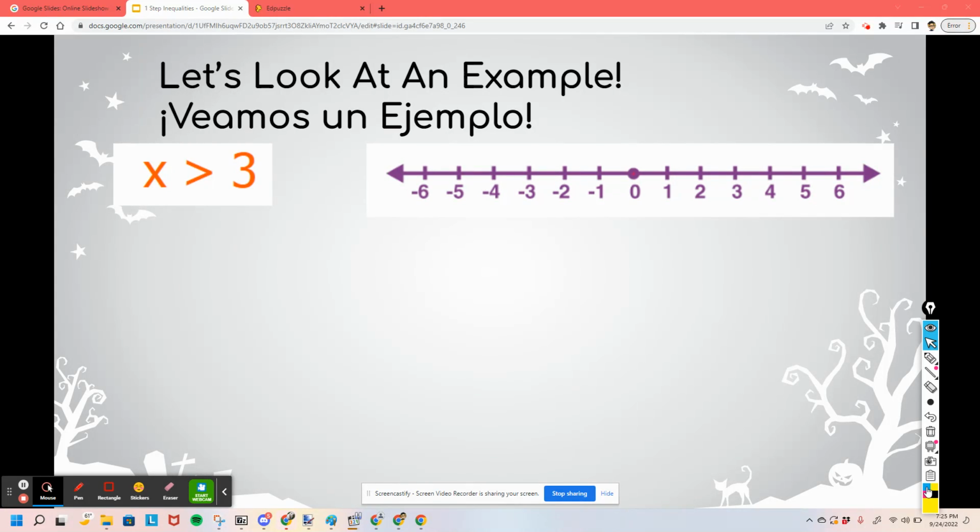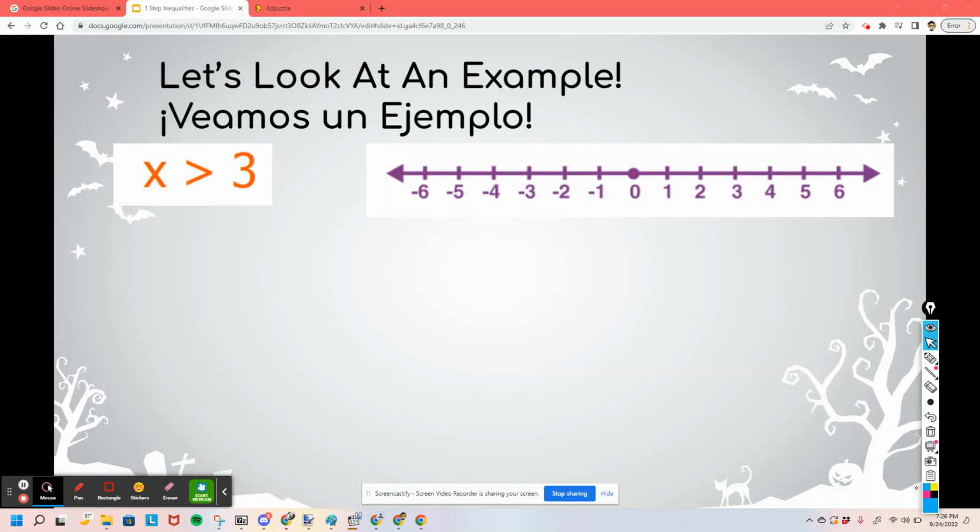No underline tells you it's going to be an open circle. So the inequality says that x is going to be more than 3, which means anything bigger than 3 is an answer. 4, 5, 6, 7, 815. Any number you could think of is going to be more than 3. So you can't just give it an answer. You got to give it a range.